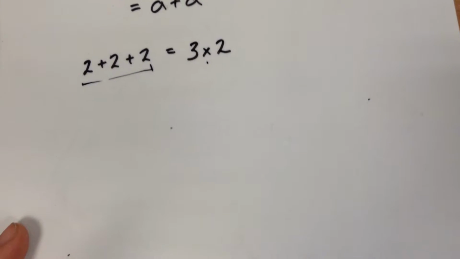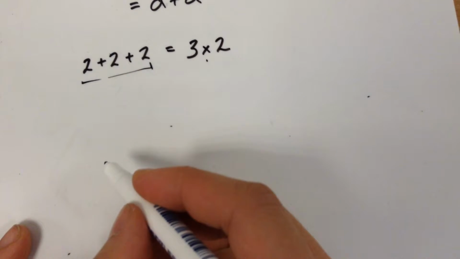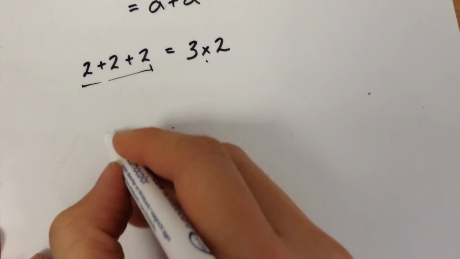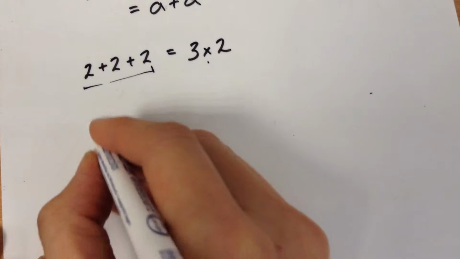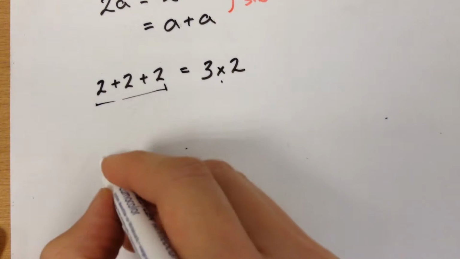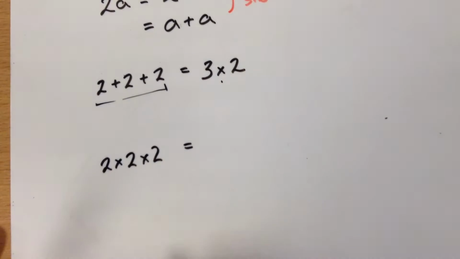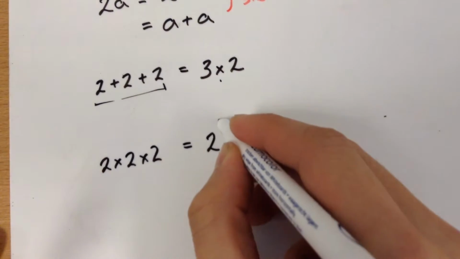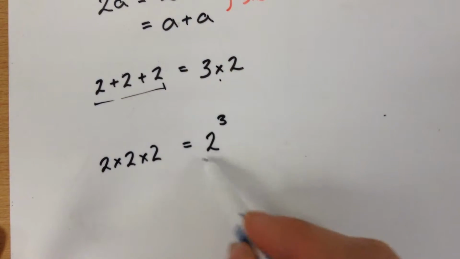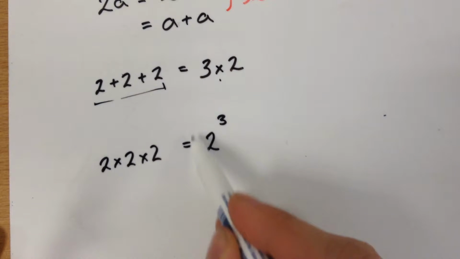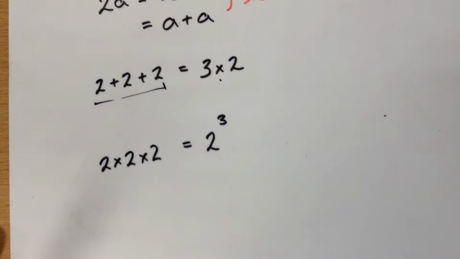Now in the same kind of argument, we can have a shortened way of writing multiplication. So if you have the same thing multiplied together, so instead of 2 plus 2 plus 2, I can have 2 times 2 times 2. This can be written as 2 to the power of 3. So this is your indices, exponential, and powers. And all this is a shortened way of writing multiplication.